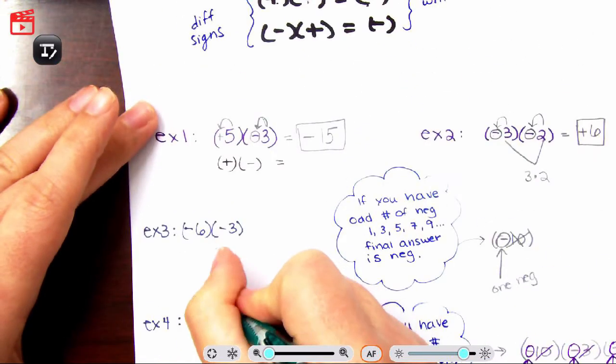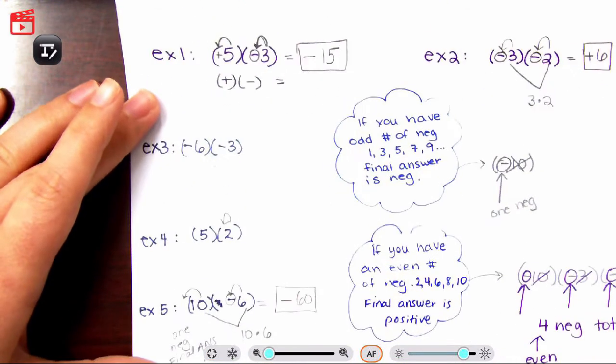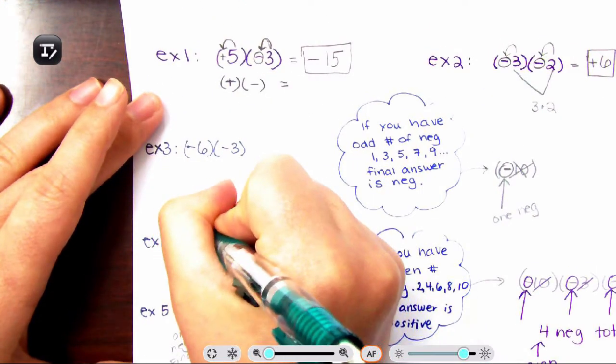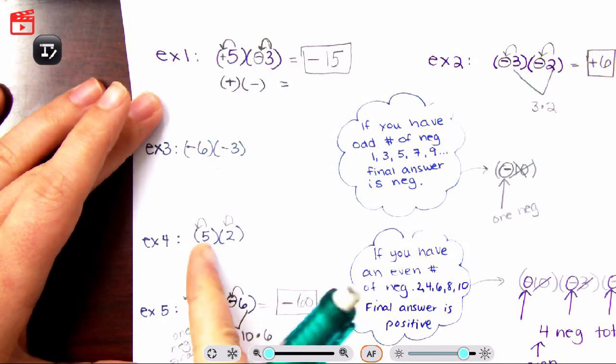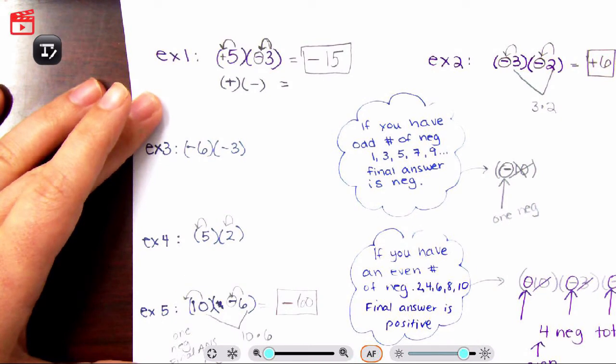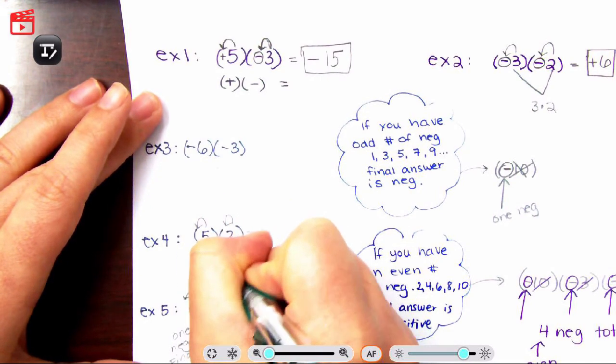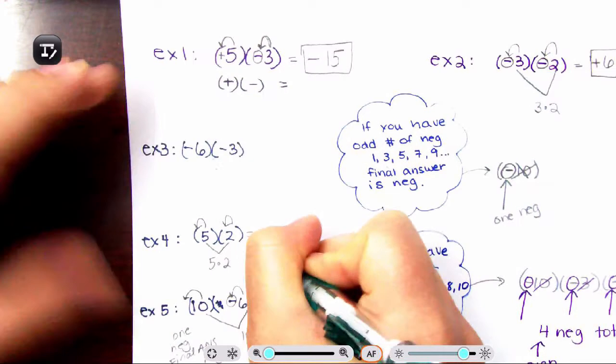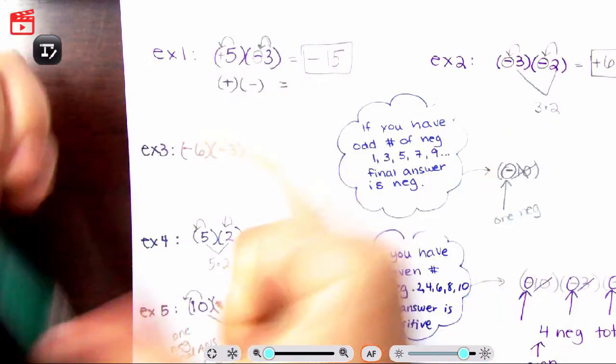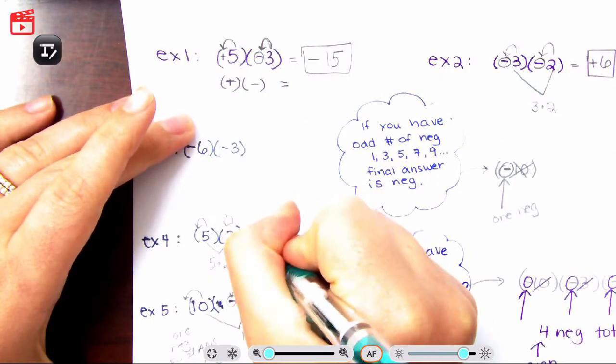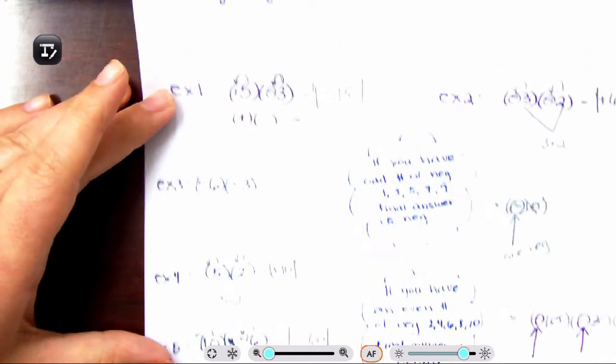Okay, what's in front of 2? Nothing. That means it's positive. What's in front of 5? Nothing. That means it's positive. Both numbers are positive. That means my answer is positive. Now we deal with the numbers. 5 times 2. 5 times 2 is 5, 10. That's my answer. Let's do our final one.